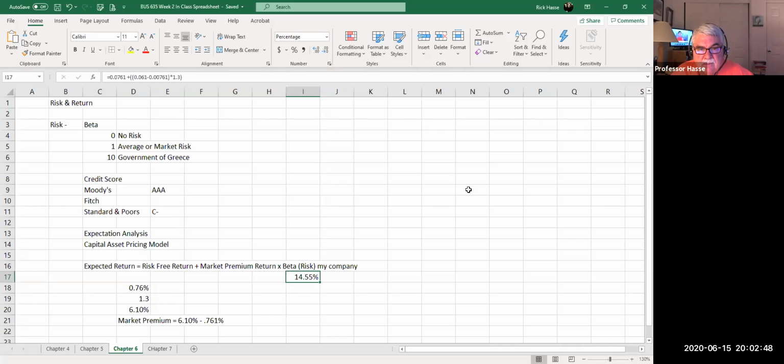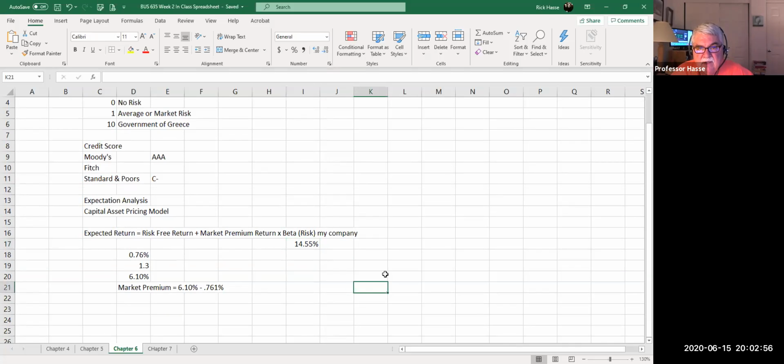Chat question. No, remember the risk-free rate in the market is 0.76%. All right. What is the decimal for 0.76%? 0.0076. Remember, the decimal for 1% is 0.01. The decimal for 10% is 0.1. The decimal for 0.761% is 0.00761. Got to add 2 zeros to it.